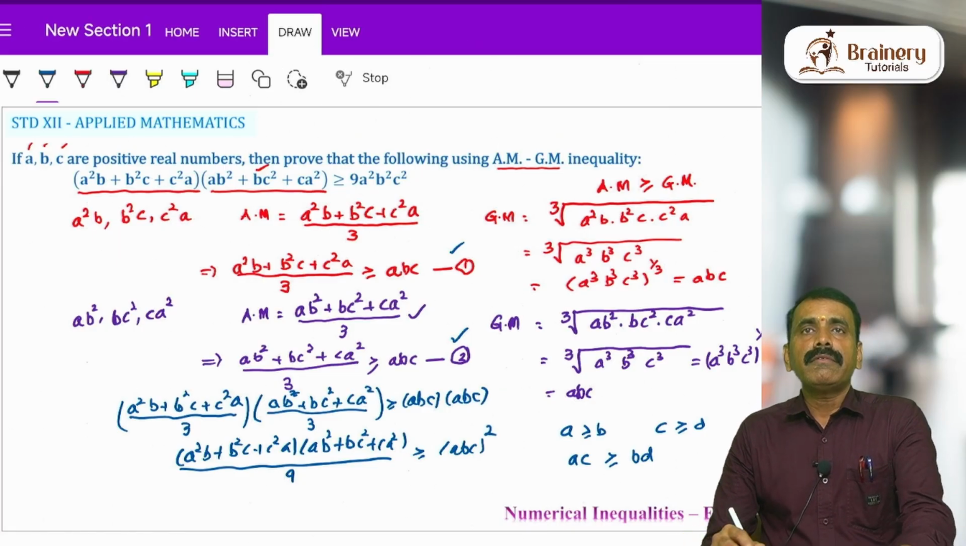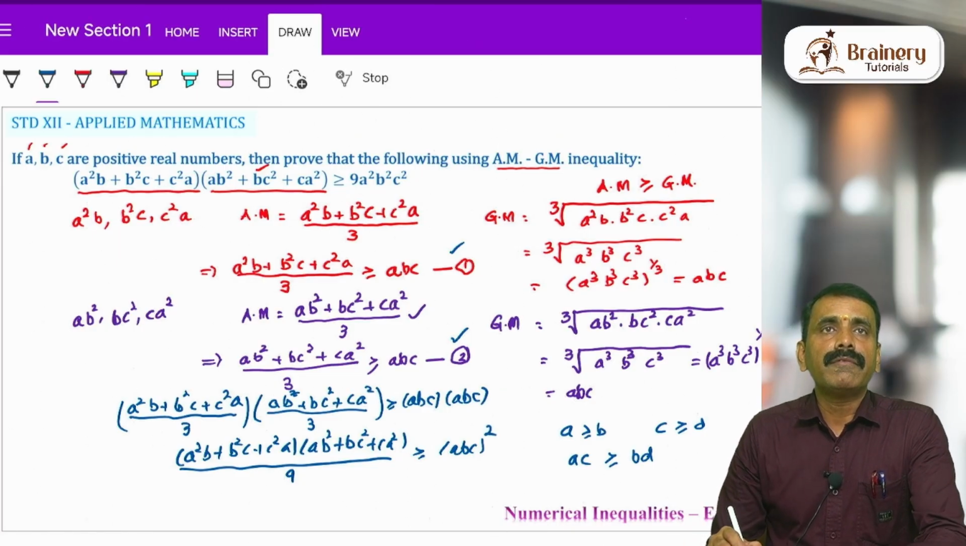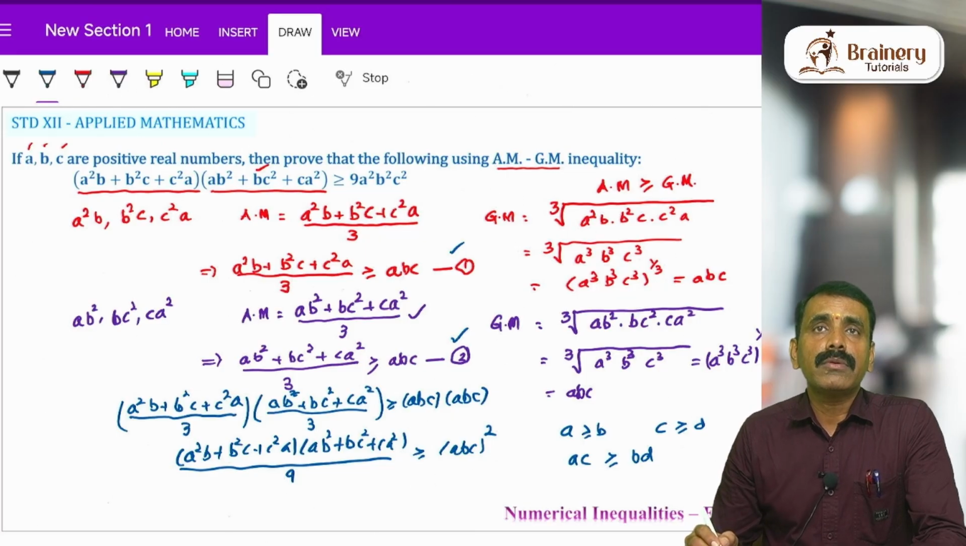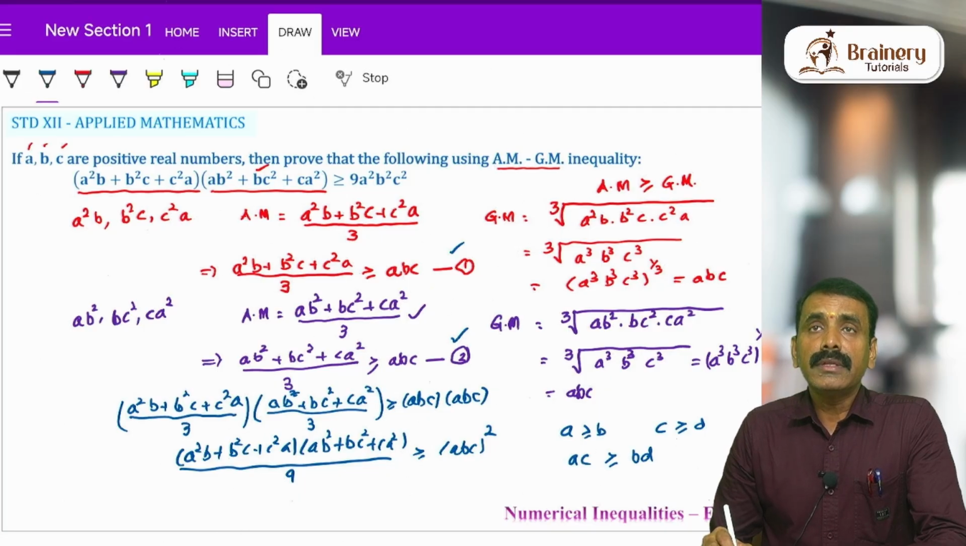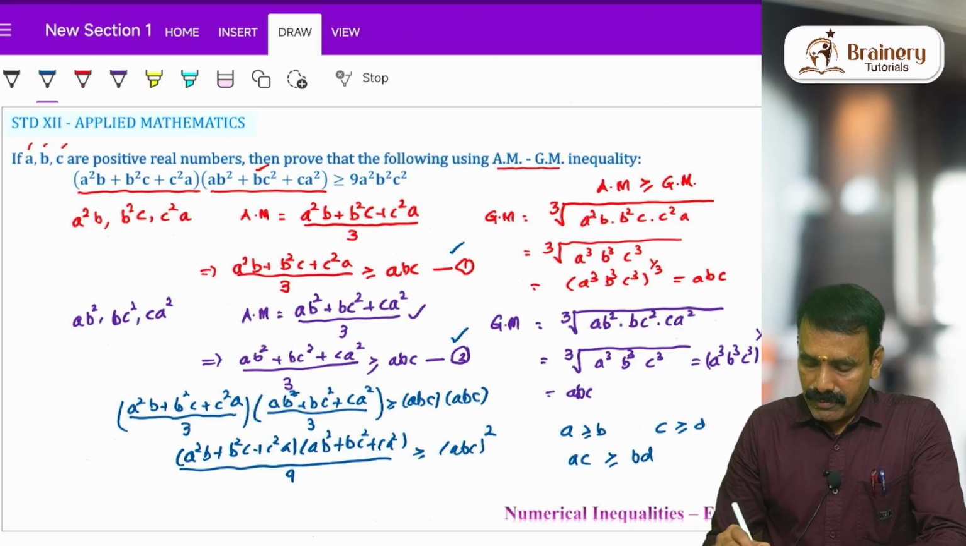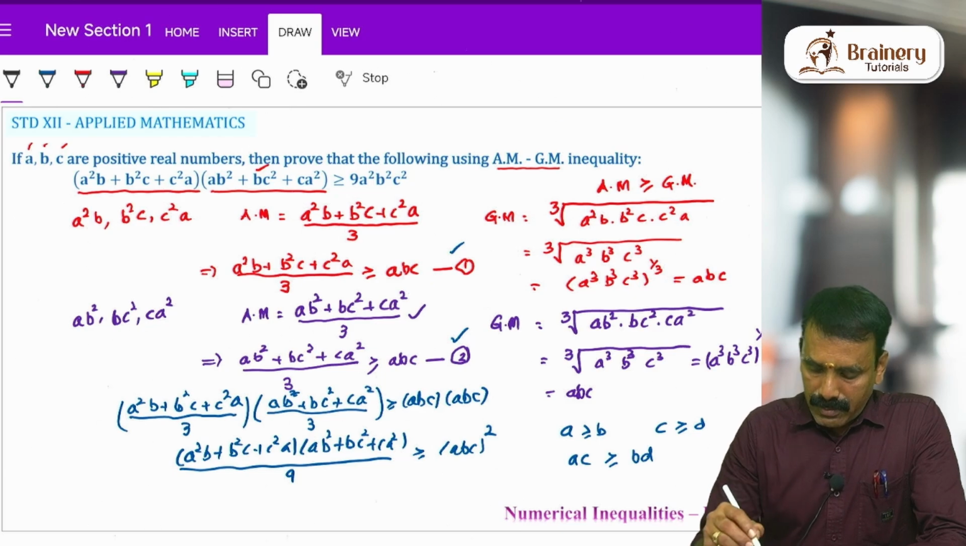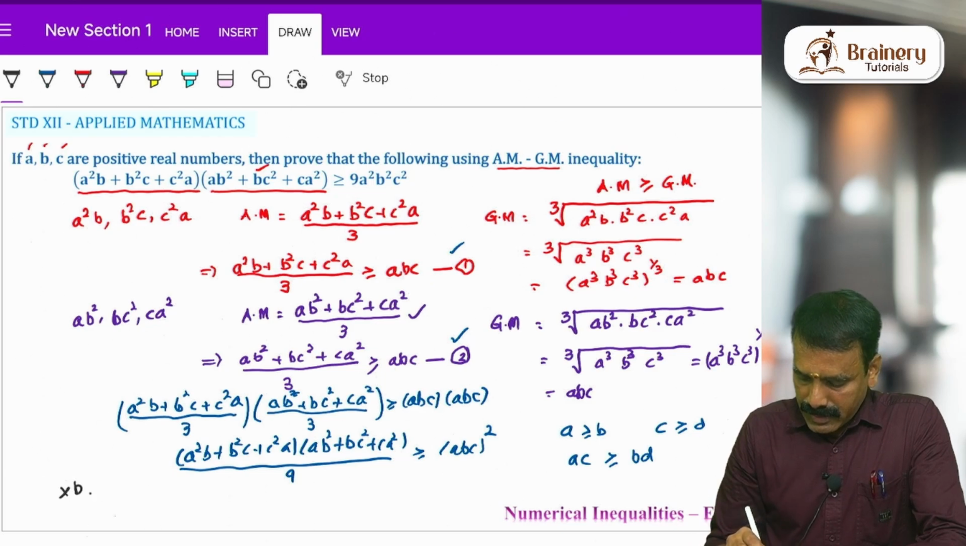So left hand side we have divided by 9. So we have to remove that 9. What are we supposed to do when you want to remove that 1 by 9? Yes, exactly. We have to multiply it with the multiplicative inverse of 1 by 9. Multiplicative inverse of 1 by 9 is 9. So we multiply by 9 on both sides.